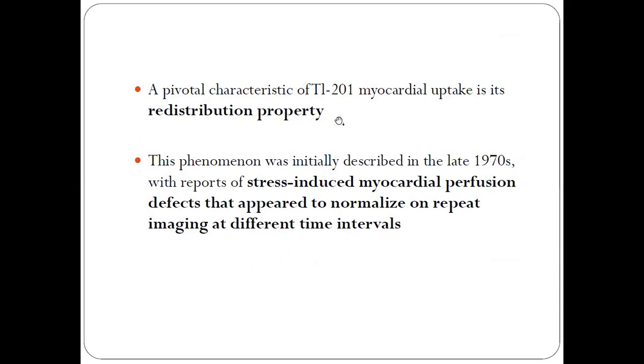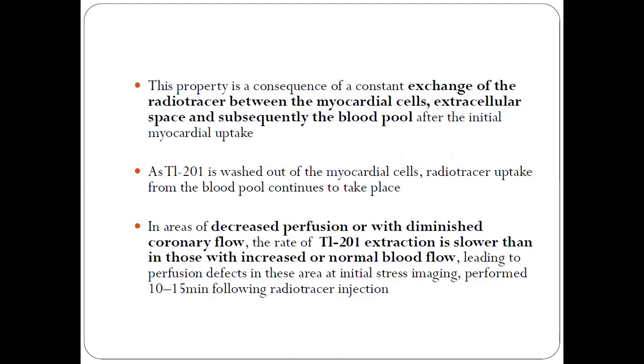One of the important characteristics of thallium-201 myocardial uptake is its redistribution property. This phenomenon was initially described in the late 1970s, with reports of stress-induced myocardial perfusion defects that appeared to normalize on repeat imaging at different time intervals. This property is a consequence of constant exchange of the radiotracer between the myocardial cell, the extracellular space, and subsequently the blood pool. Whenever tracer goes into the myocardial tissue, there is a constant exchange between the myocardial cell, the extracellular space, and the blood.